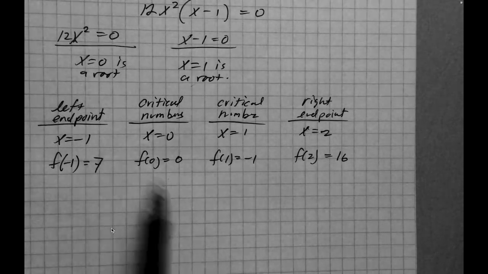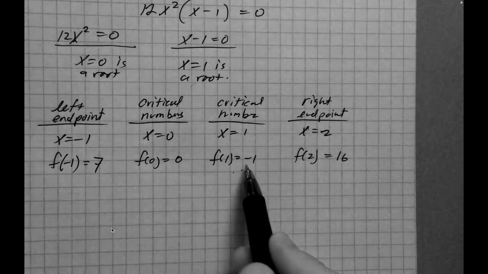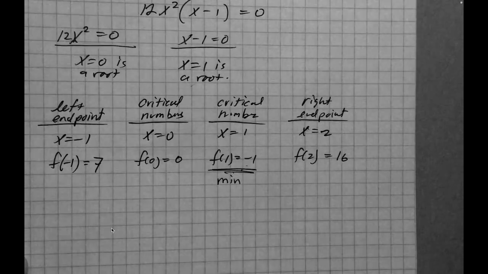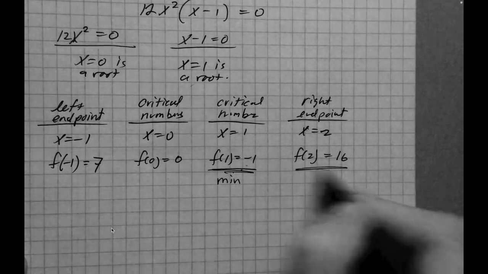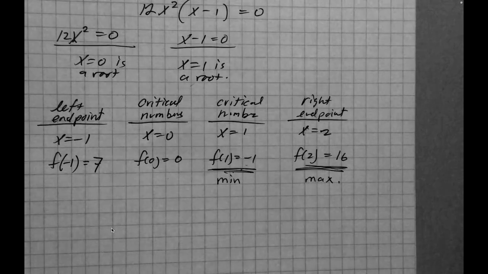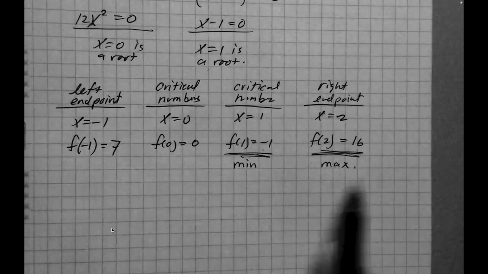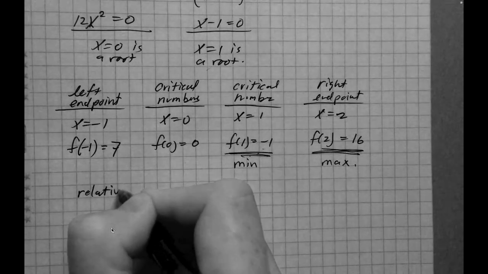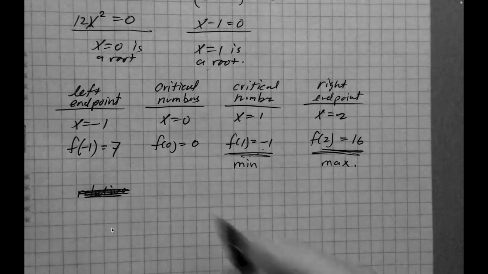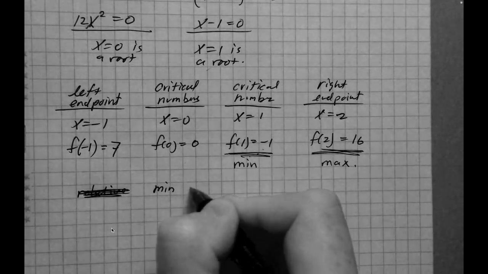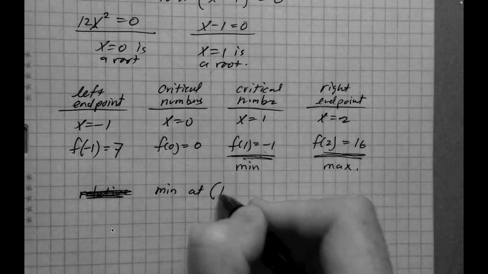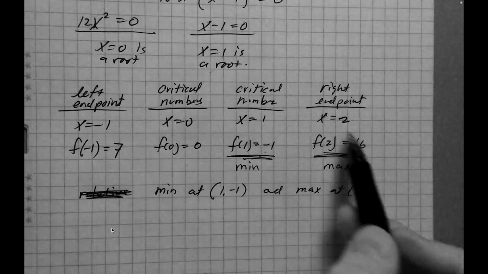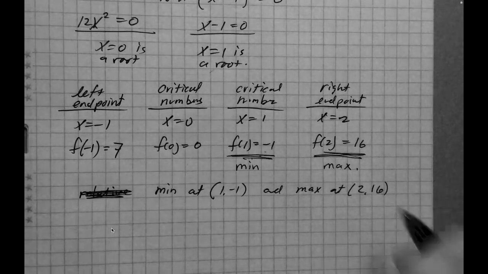Well, the smallest is here, right? So this would represent the min on this interval. And then the maximum value is here. Okay. And so what we're saying here is that we have a relative min. Well, let's not call it relative min. Let's call it a minimum at the point 1, -1, and a max at the point 2, 16.